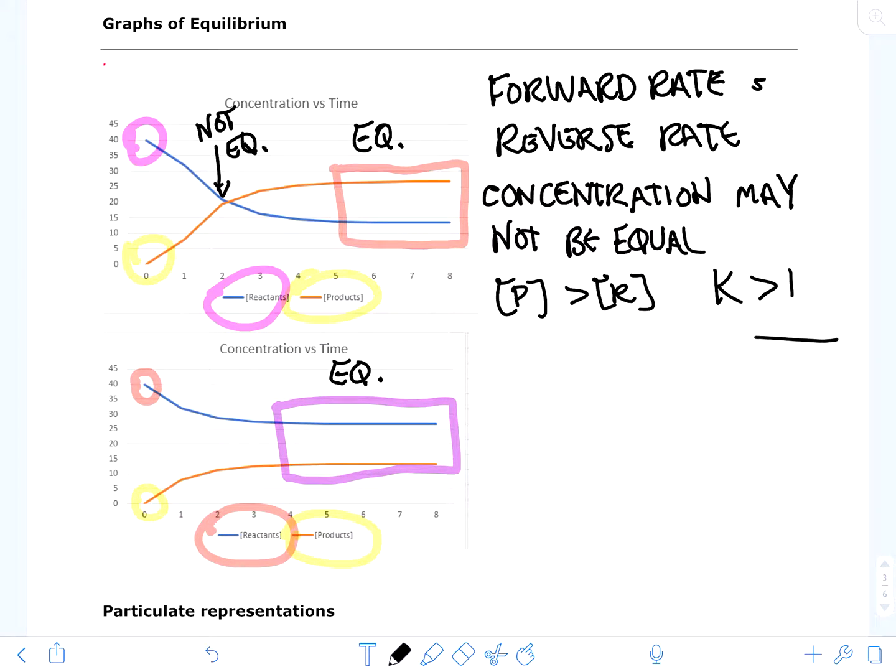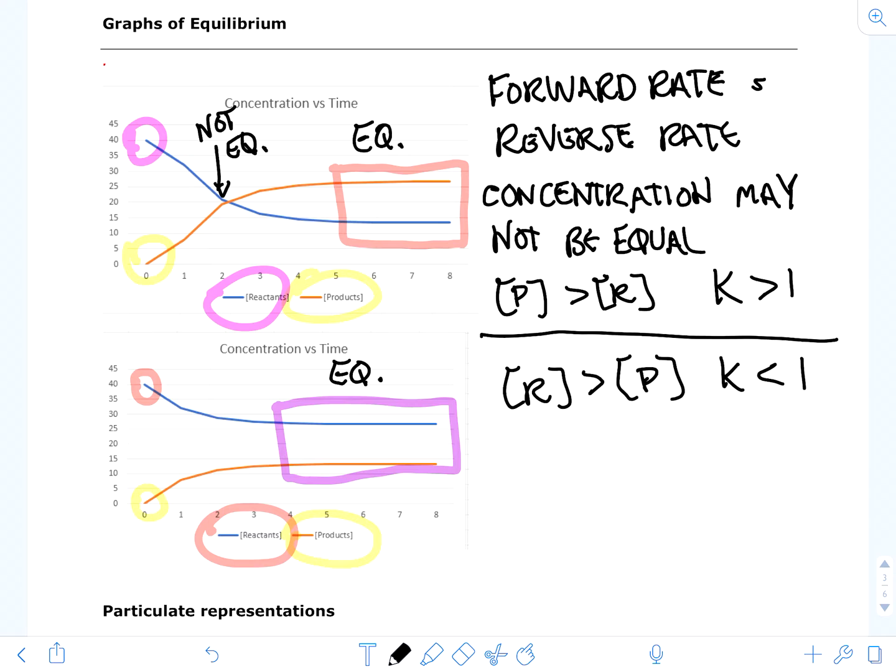So you could argue that the concentration of the reactant is greater than the concentration of the product. So what does that mean? That means that the denominator is bigger than the numerator. So as a result, the equilibrium constant is less than 1.